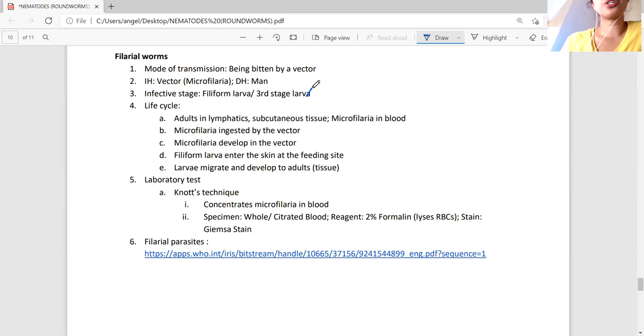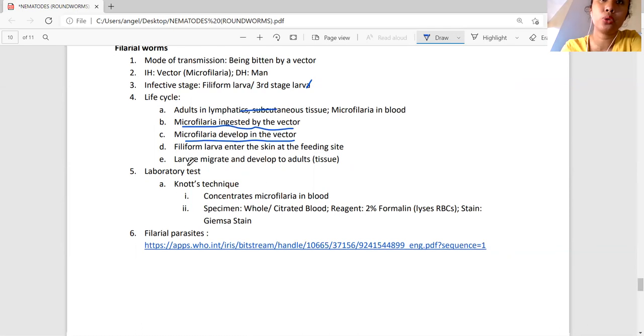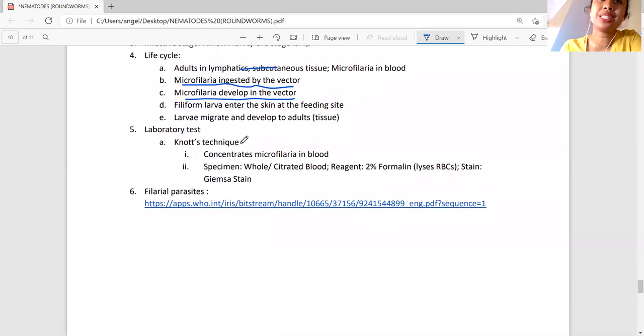So life cycle, so adults are in the lymphatics in the subcutaneous tissue. Microfilaria ingested by the vector, microfilaria develop in the vector, filaria larva enter the skin at the feeding site. So pag kinagat ka na, so yung microfilaria naging filaria larvae na. So kagatin ka, tapos the larvae will migrate and develop to adult. So one popular test is Knott's concentration technique. So it concentrates your blood using 2% formalin kasi it will lyse your red blood cells daw.